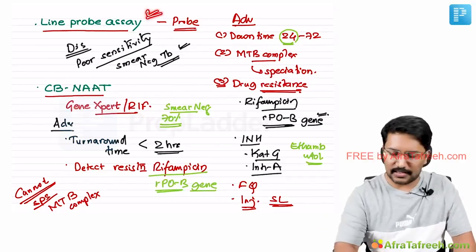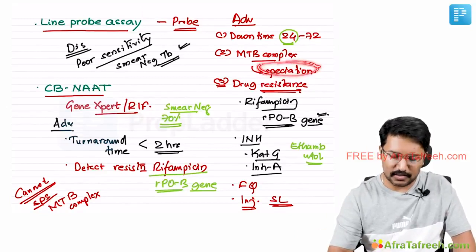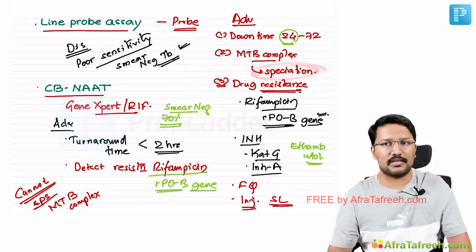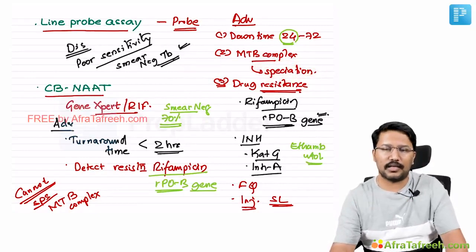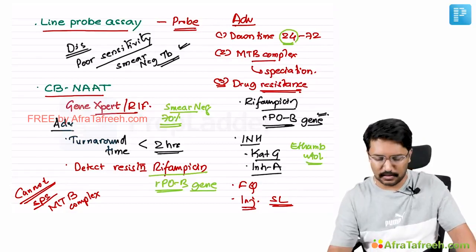Now these line probe assays, as I've already told you, can speciate, so they can identify the species. They can set apart your non-tubercular mycobacteria, and also within MTB they can identify what species is particularly responsible for the infection. So that's a real advantage of line probe assay, right?